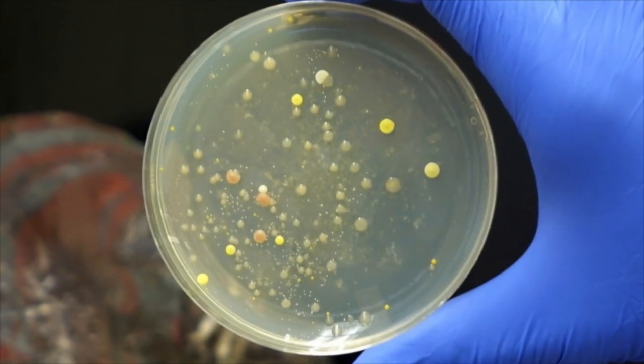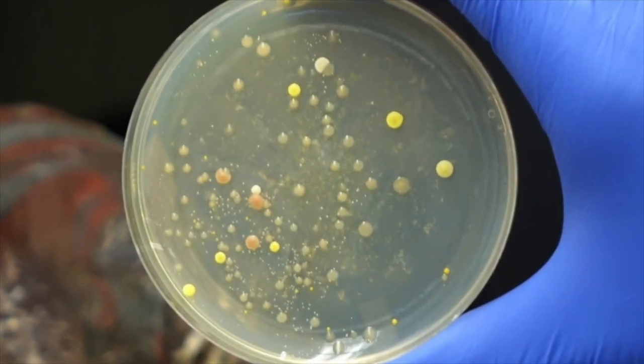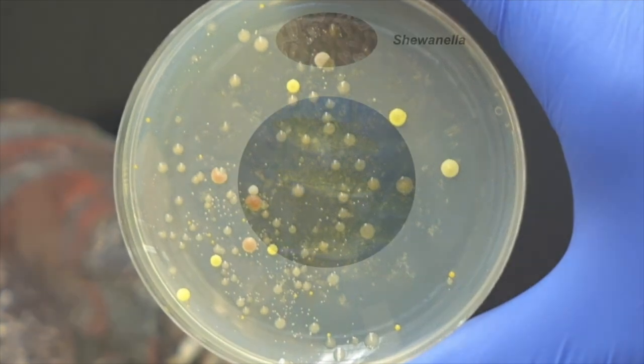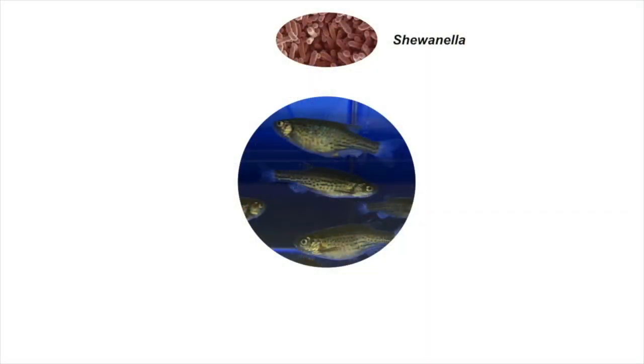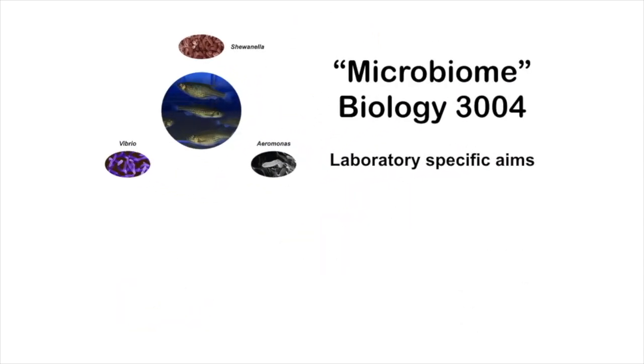And it turns out that in and around the zebrafish, there's quite a diverse population of bacterial species. And these species include not only Shewanella species, but also a variety of Vibrio species and Aeromonas species. Both of these species have been predicted to also conduct extracellular electron transfer as Shewanella does. And it's these findings that form the foundation of the microbiome section of Biology 3004.